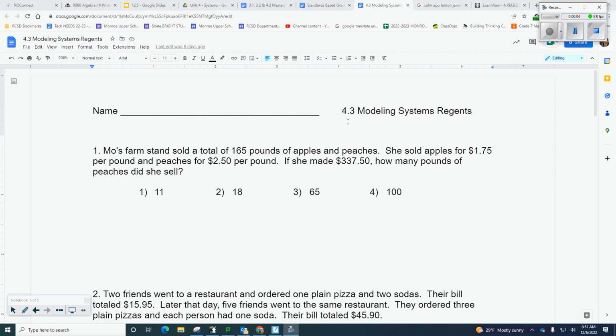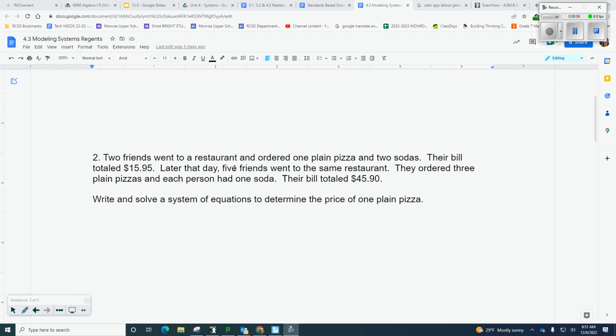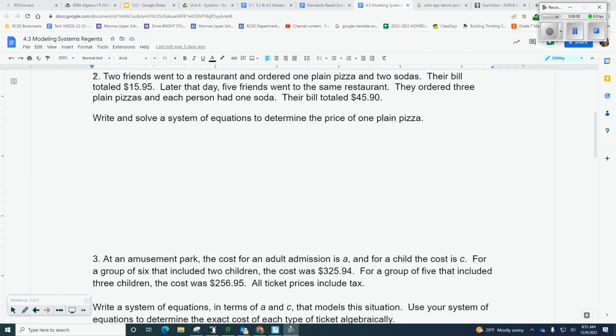Okay, today we're going to look at the modeling systems Regents questions, and we're going to go over number 2. I'd like you to practice the 3 read strategy. The first step is to just read through the problem. Put your pencil down, just read it, and think about what the problem is about. Okay, so the problem is about friends going to a restaurant and they're ordering pizzas and sodas.